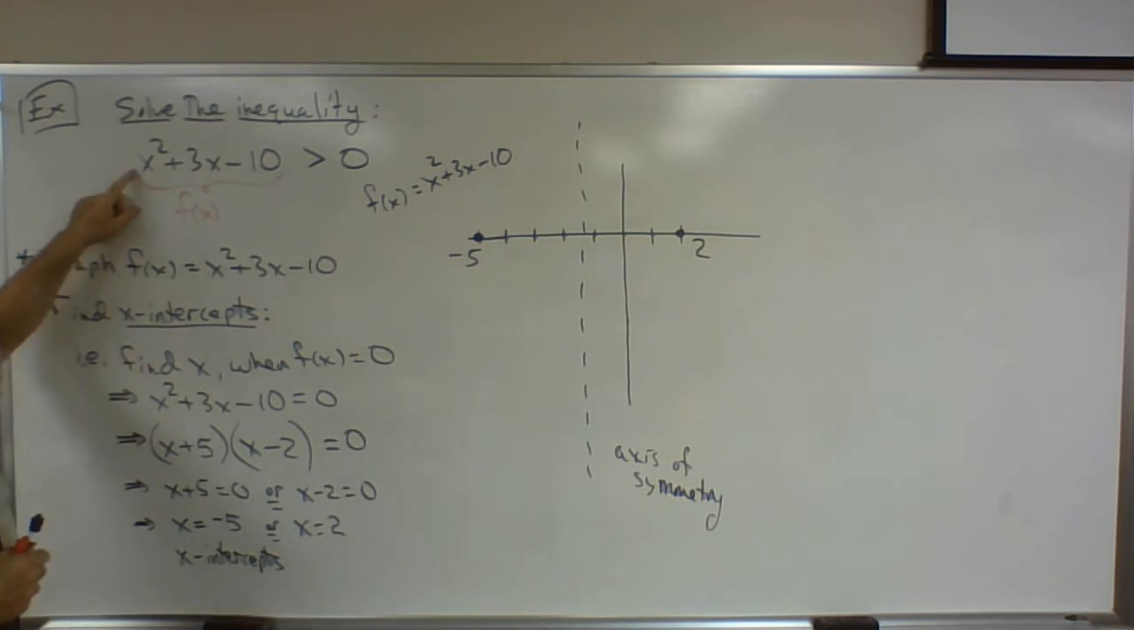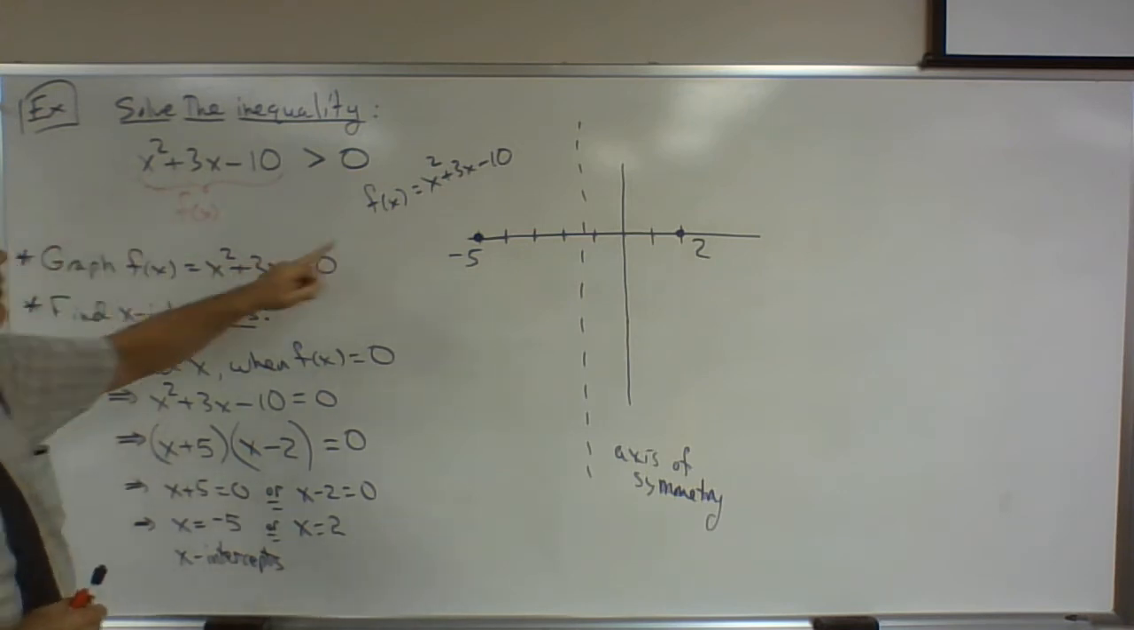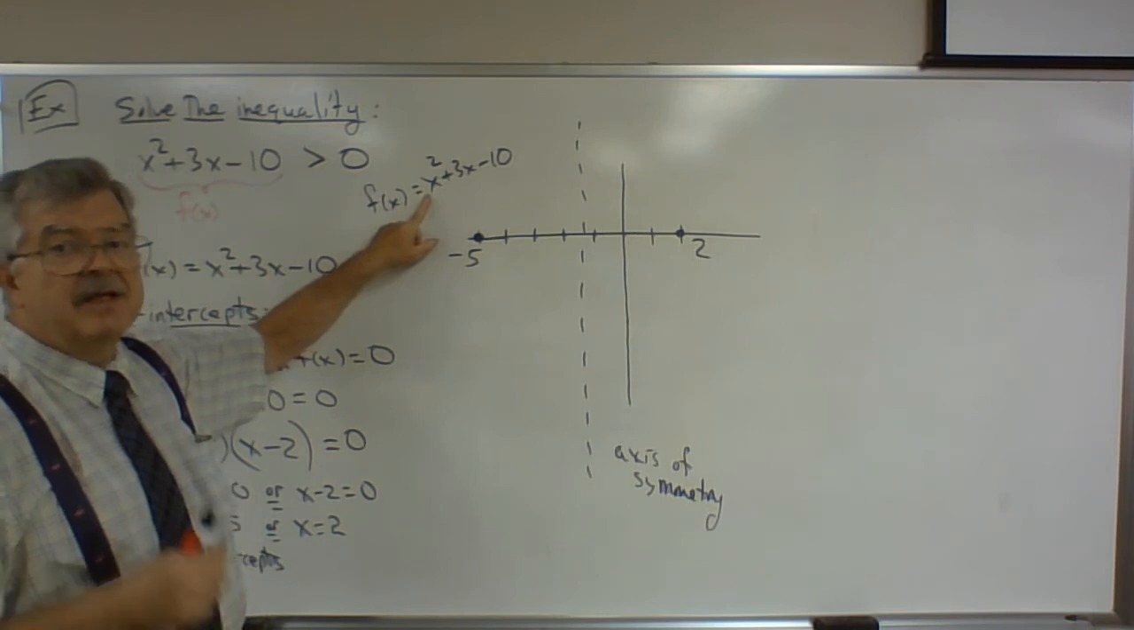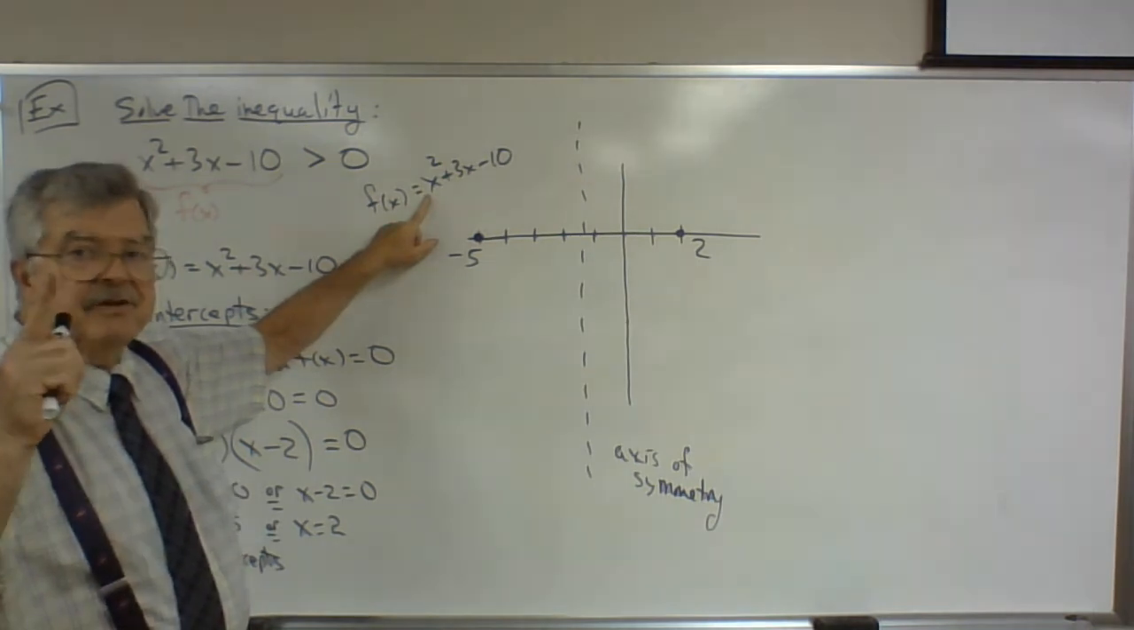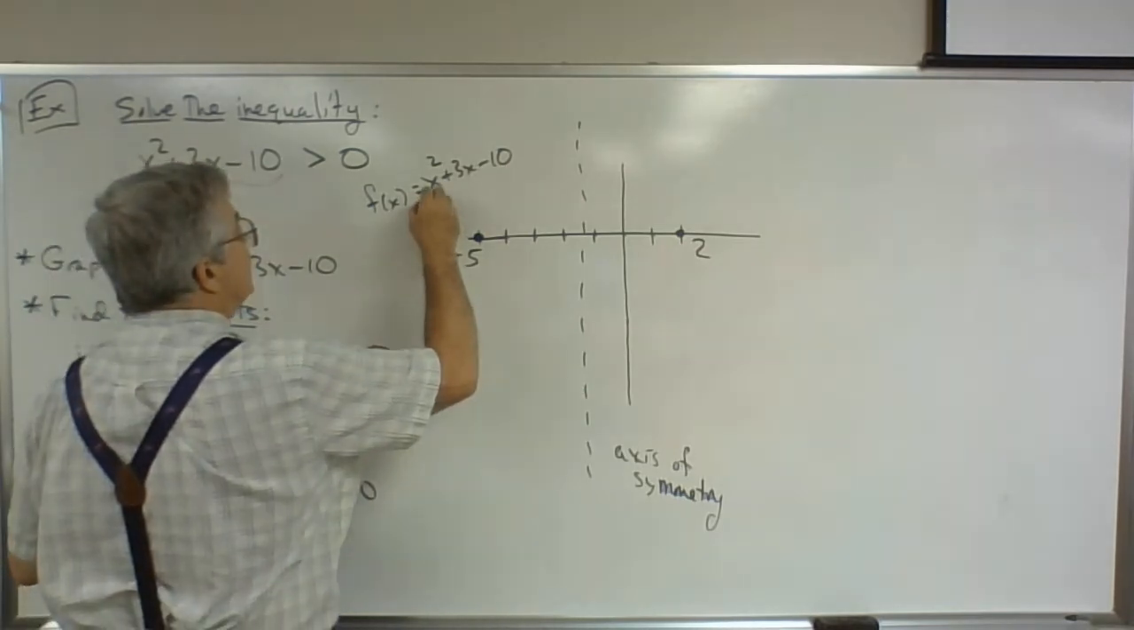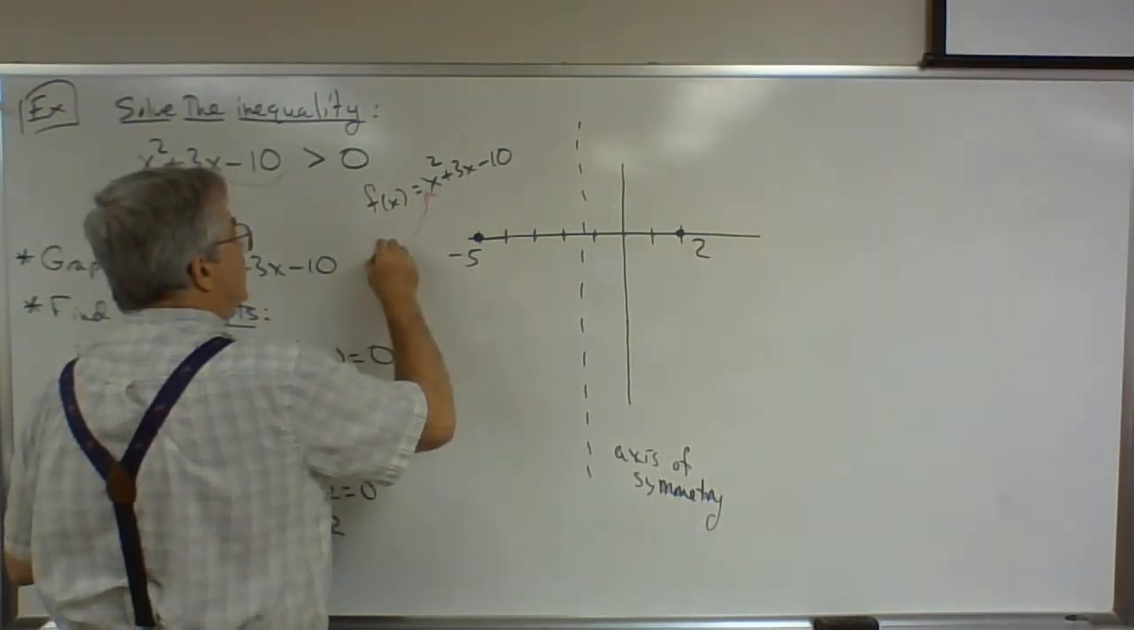What is the coefficient of x squared? We don't see any, do we? That's because the coefficient is 1. The coefficient of x squared is 1.